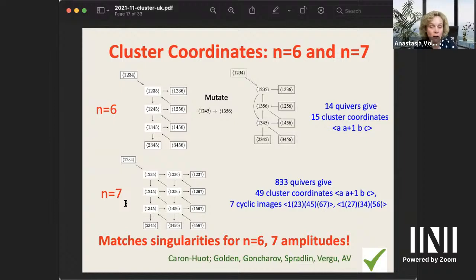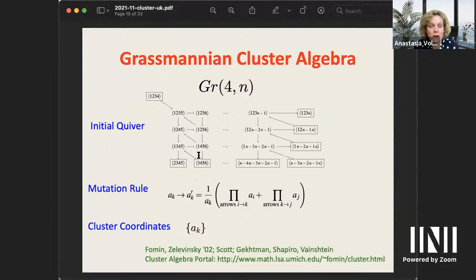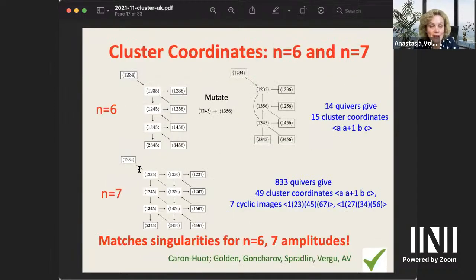We do the same for Gr(4,7). So again, if you remember, for Gr(4,n), the initial quiver is 3 by n minus 5, so it's 3 by 6, plus the frozen nodes. If you do the same, you start with the initial quiver for Gr(4,7), you mutate, you get 833 quivers. And you look at the different sets of cluster coordinates, and indeed you get the 49, which contains the Plücker coordinates and 7 cyclic images that I had in the previous page.